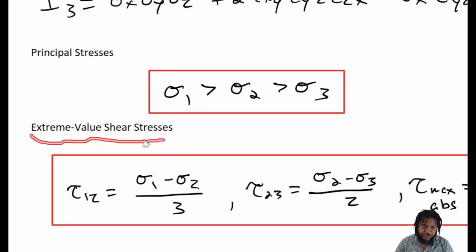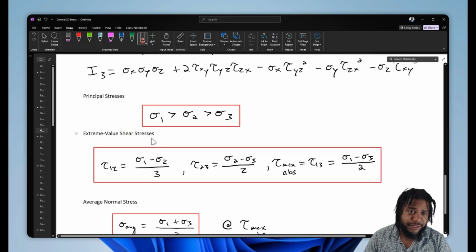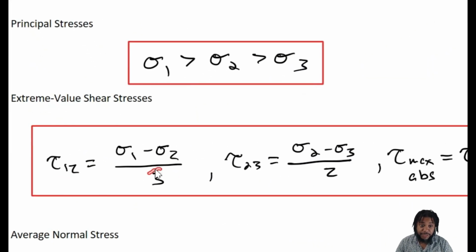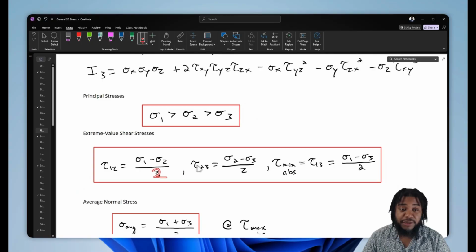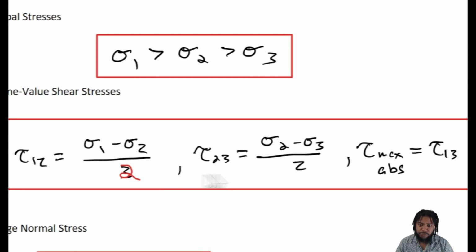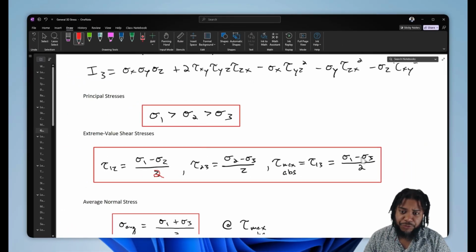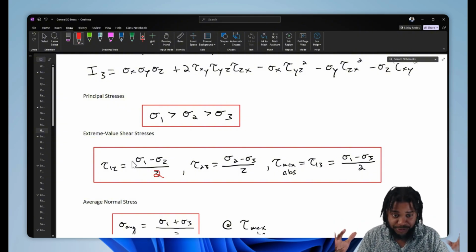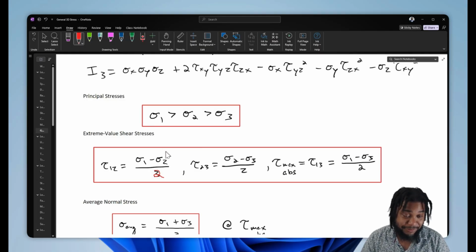Our extreme value shear stresses are easy to find. If we have our principal stresses, then tau 1,2 is sigma 1 minus sigma 2 divided by 2. Tau 2,3 is sigma 2 minus sigma 3 divided by 2. And tau 1,3, which is our maximum, is sigma 1 minus sigma 3 divided by 2. So in essence, we're taking the diameter of each of those Mohr circles and dividing the diameter by 2. That's all we're doing here.